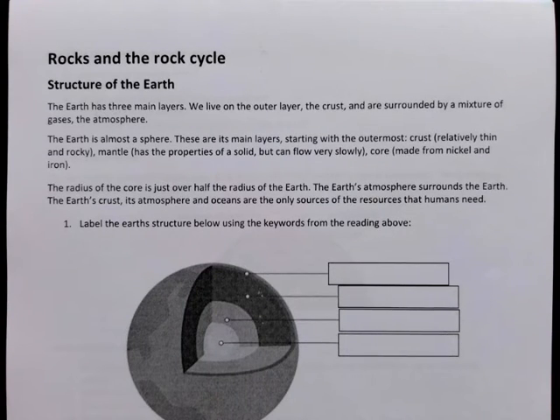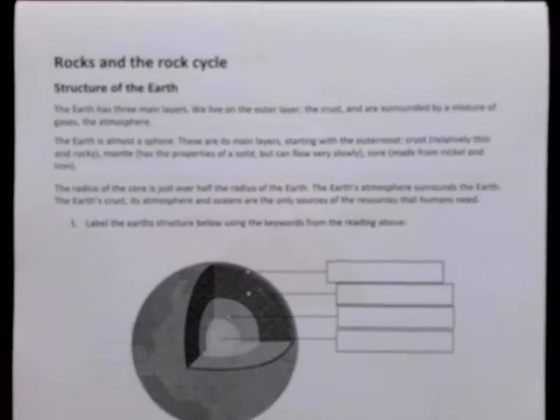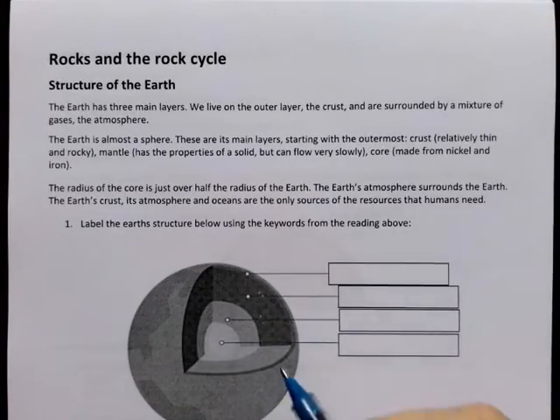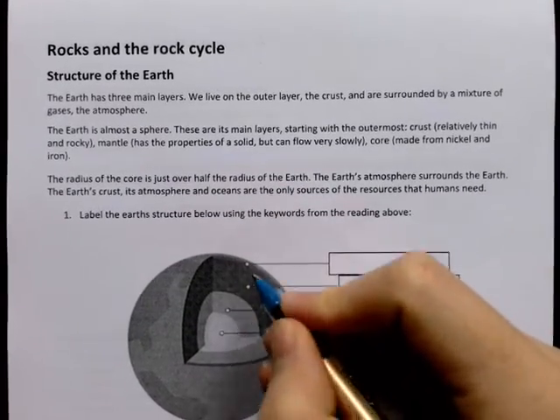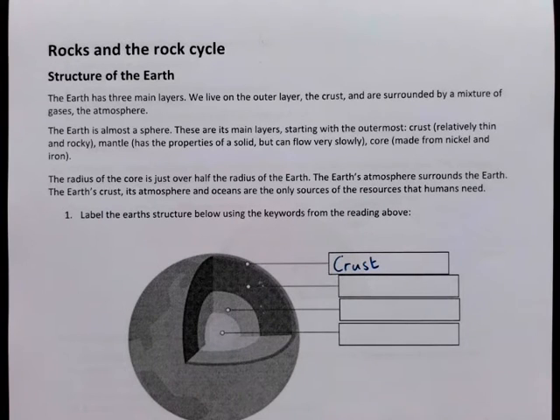We are now working on the topic of rocks and the rock cycle. So you will have done some of these questions already, and I'll go through the answers to those. If this is the Earth, the outer layer shown here is known as the crust. That's quite thin and rocky, and that's where we live.